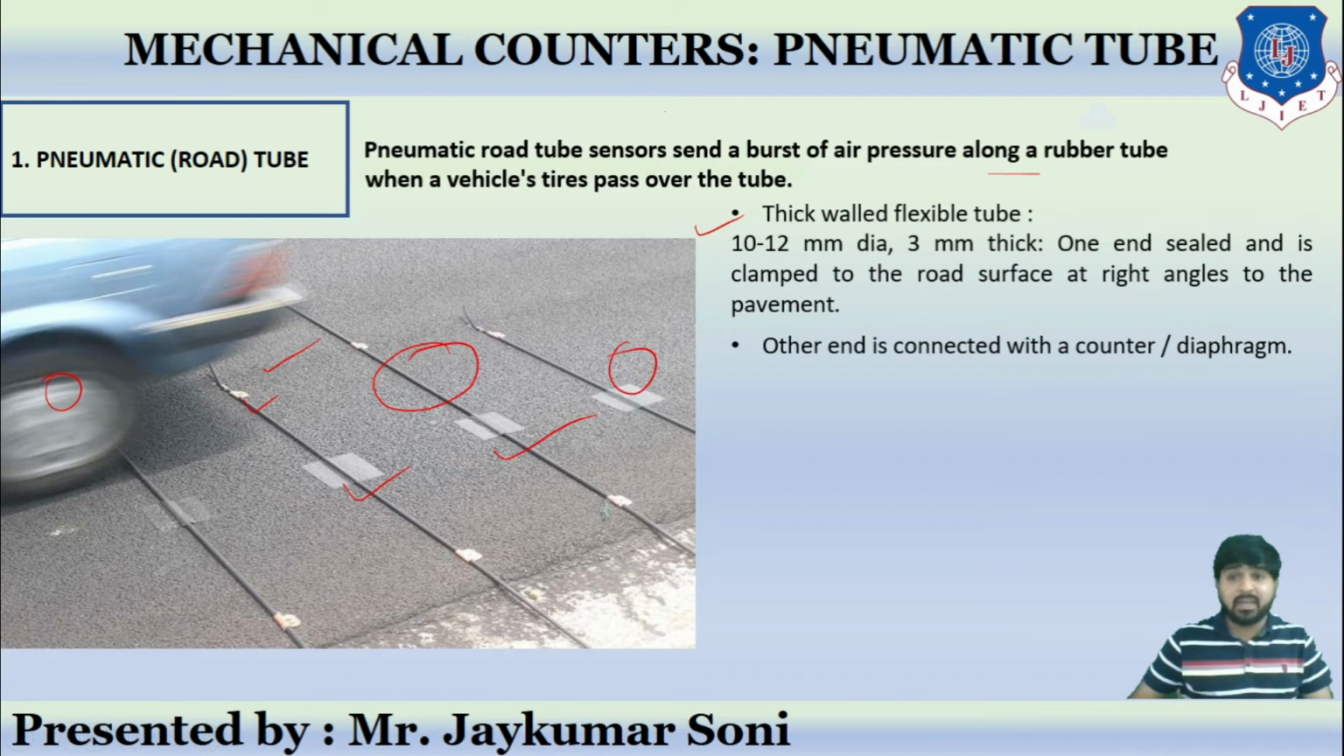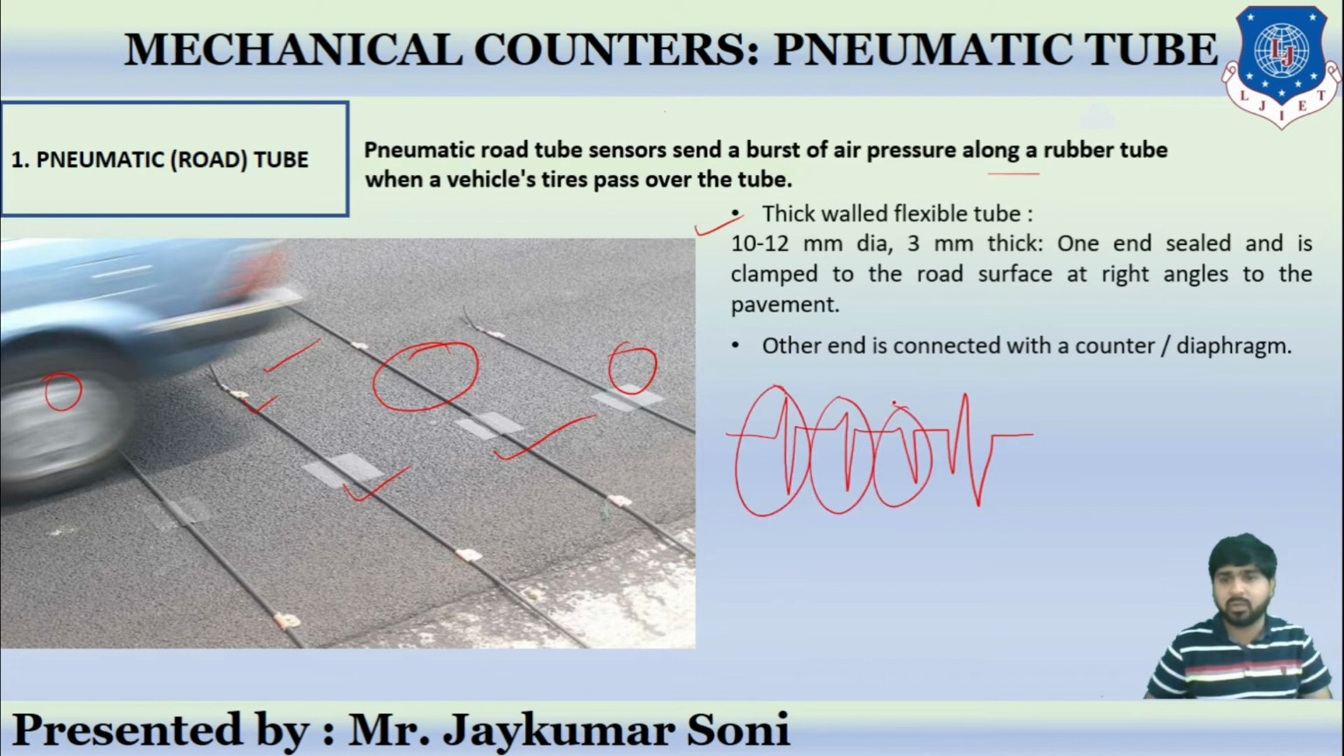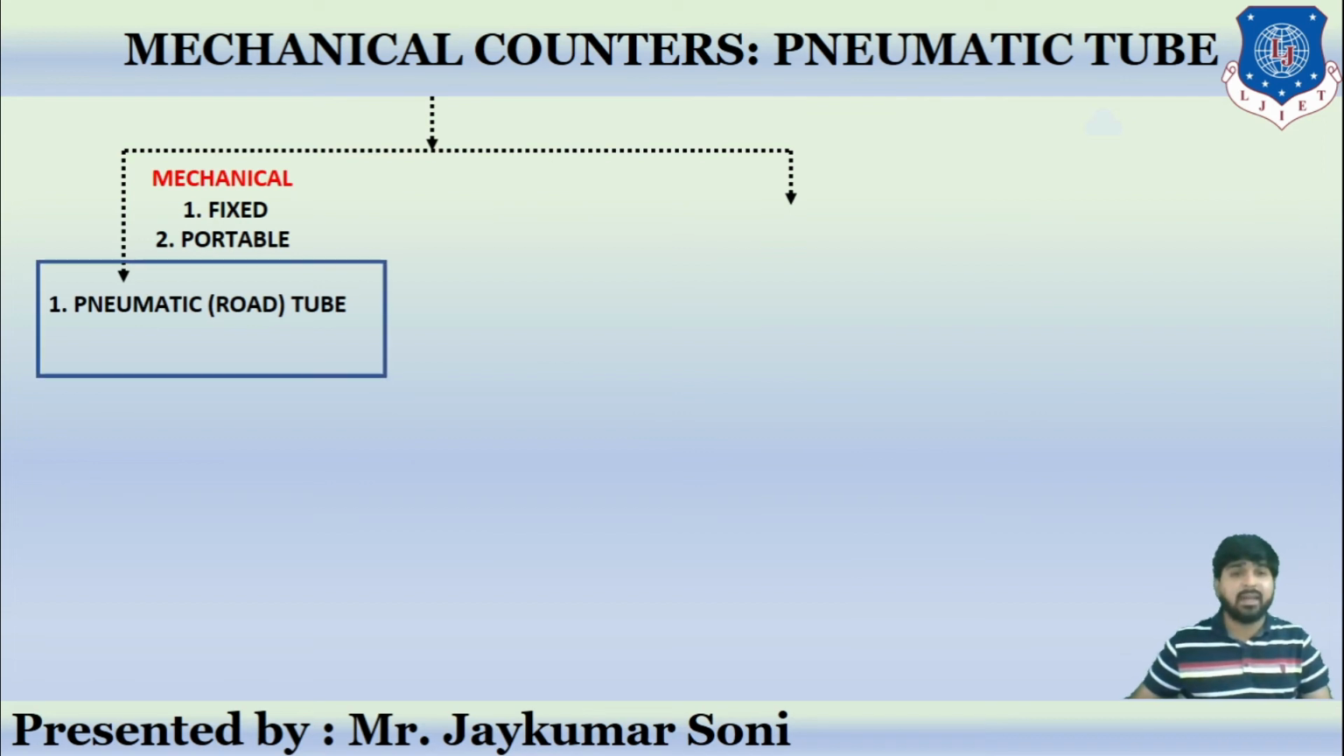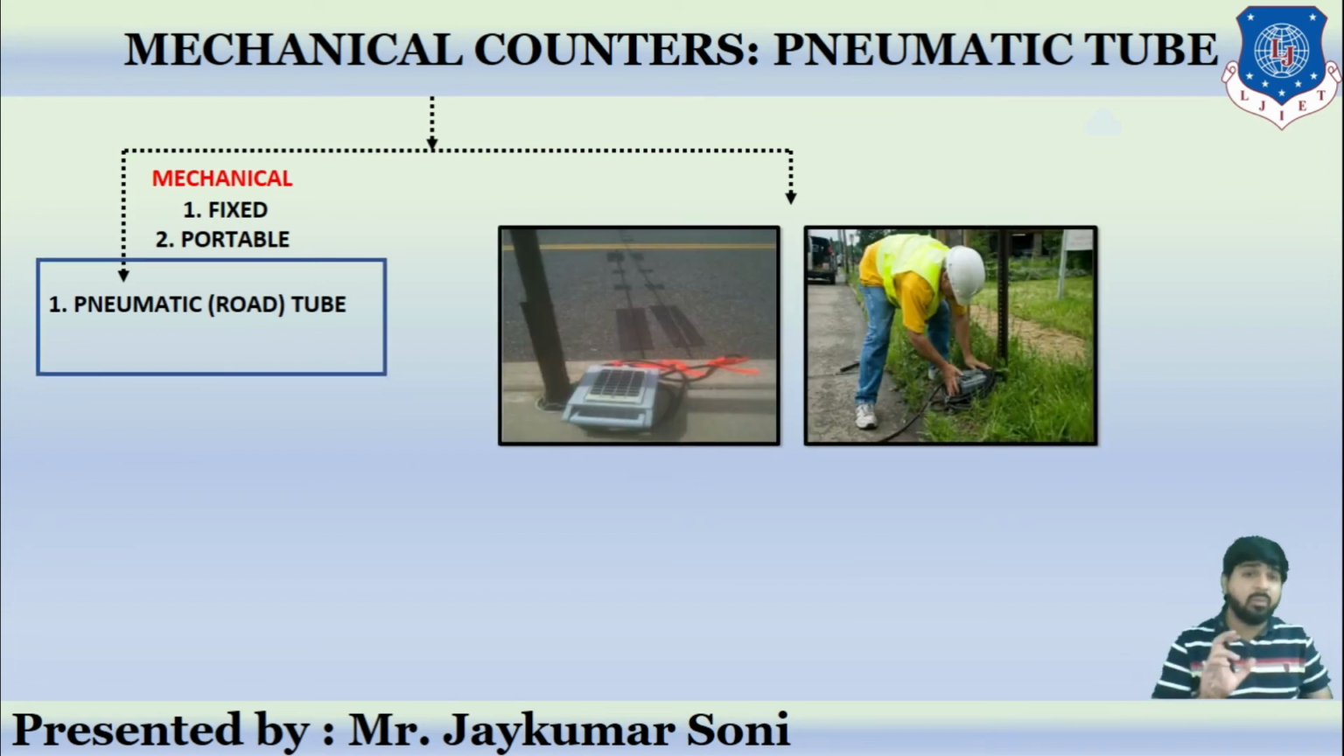Its other end is connected to the counter. The counter will show a trace like an ECG, showing 1 vehicle, 2 vehicles, 3 vehicles, 4 vehicles. This is just a representation to help you understand thoroughly. This is how it counts the number of vehicles. Before moving on, there are two types of pneumatic tube, fixed and portable. It is clamped on the road like this.